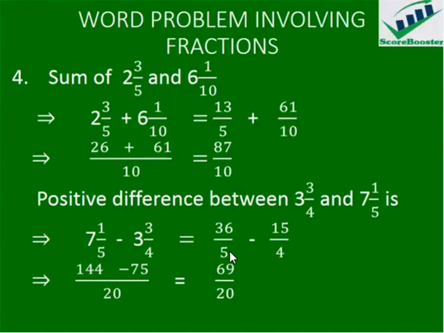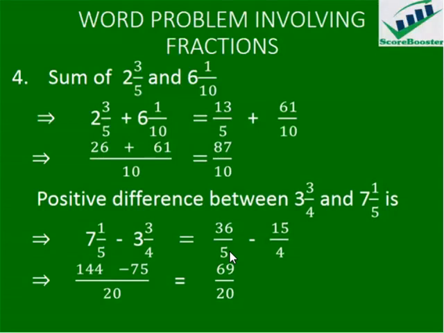8 is a multiple of 4. Is 8 also a multiple of 5? No. That means 8 is not the lowest common multiple. 12 is a multiple of 4. Is 12 also a multiple of 5? No. So 12 cannot be the lowest common multiple. 16 is a multiple. You start your testing from the lowest multiple. 16 is a multiple of 4. Is 16 also a multiple of 5? No. So 16 is not the lowest common multiple.